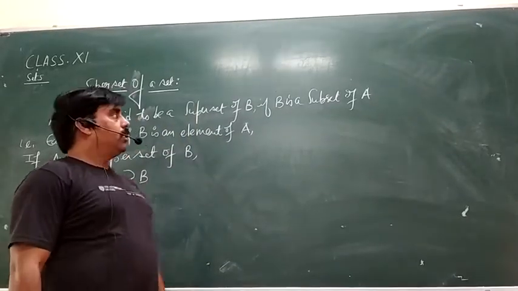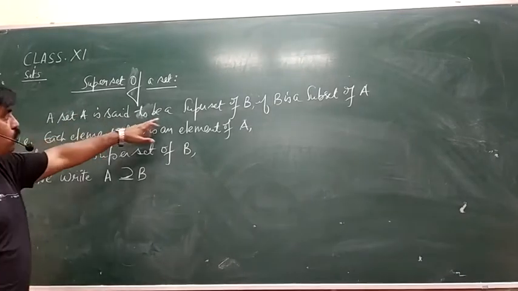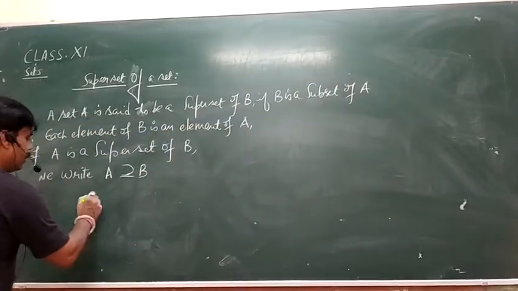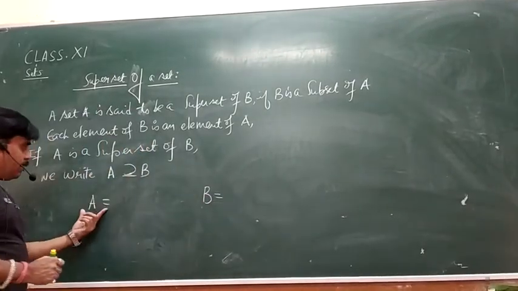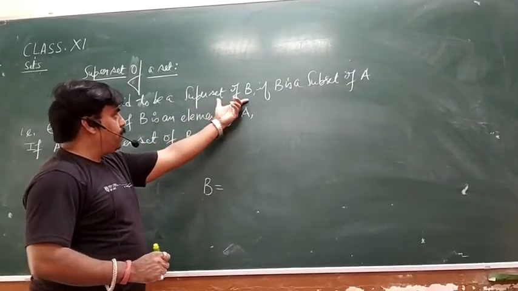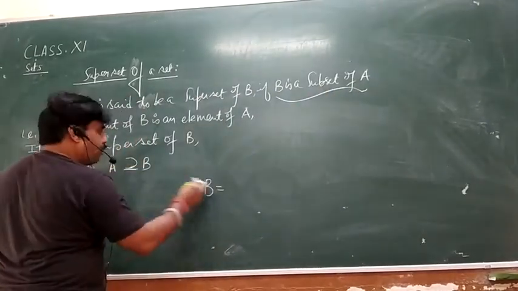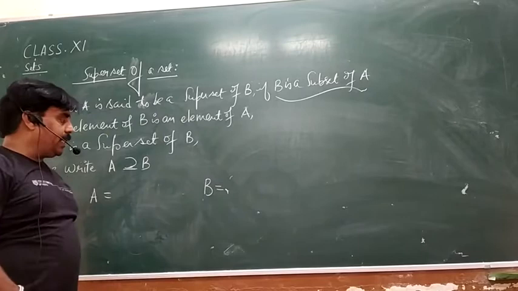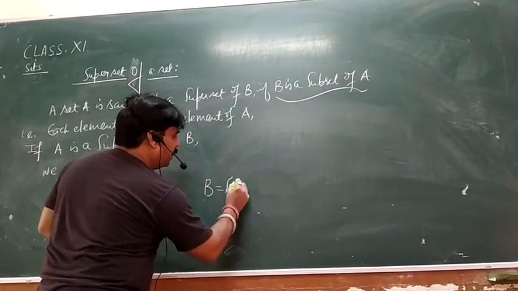Hello children, now we will discuss the superset of a set. A set A is said to be a superset of B. There is a set A and another set B. A will be the superset of B if B is a subset of A. B is a subset of A means every element of set B should be in A.